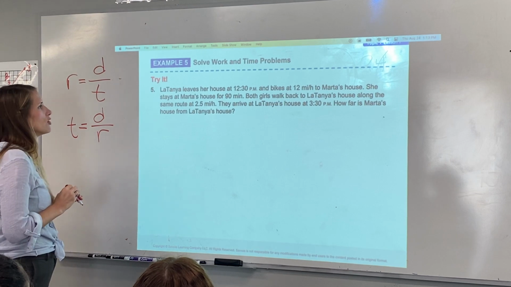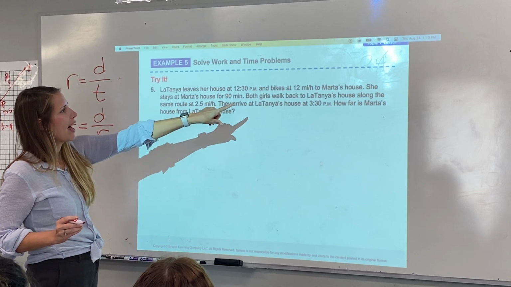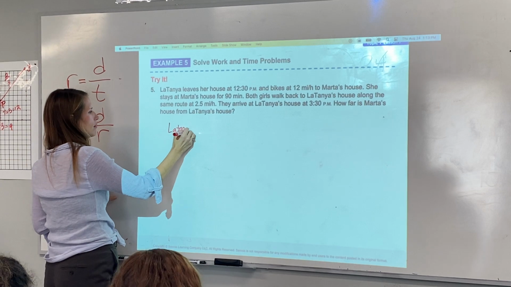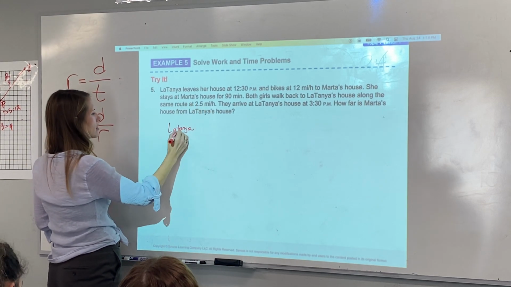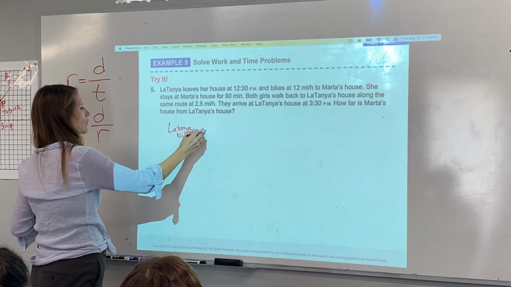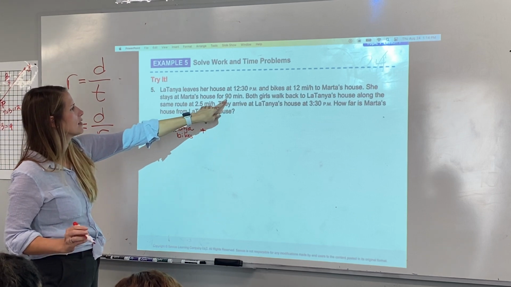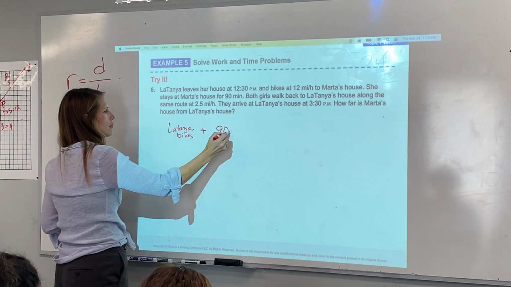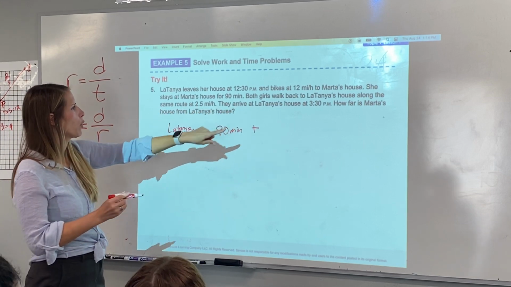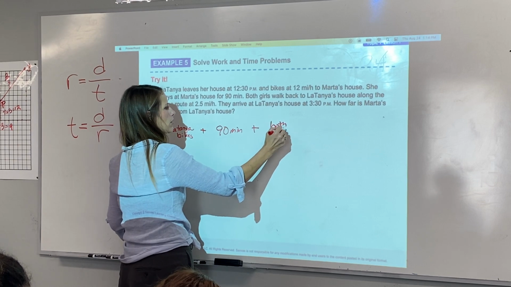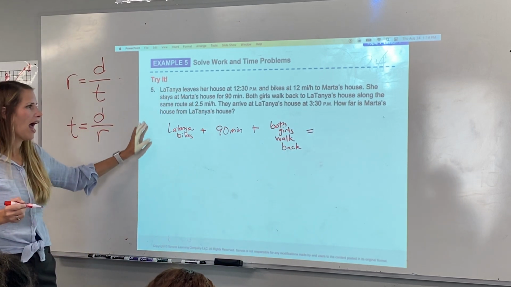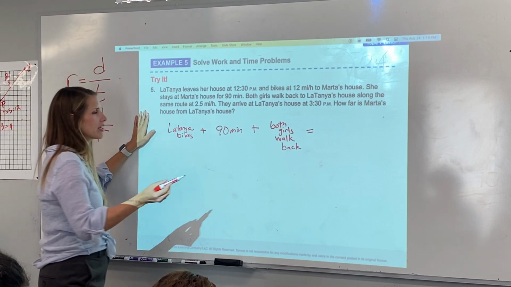Okay, so Latanya leaves her house at 12:30 and bikes at 12 miles per hour to Marta's house. So Latanya bikes, and that's taking a certain amount of time. Then it says she spends 90 minutes at the house. Then they walk back. So Latanya bikes and then both girls walk back. And the whole thing takes how long? 3 hours, very good, 12:30 to 3:30.